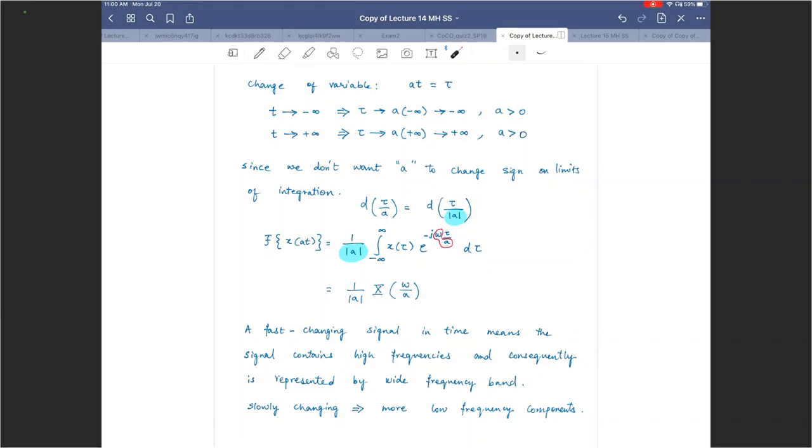You can summarize this property as this. A fast changing signal, so things in time are changing fast, which means higher frequencies, right? So a fast changing signal in time means the signal contains high frequencies, and consequently is represented by a wide frequency band. And then slow changing essentially means more low frequency components.